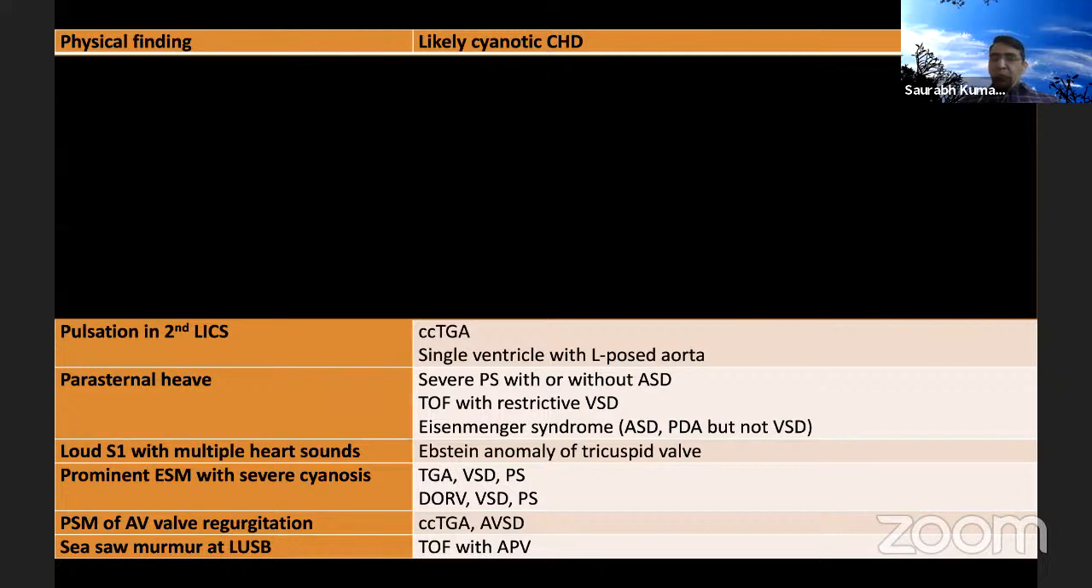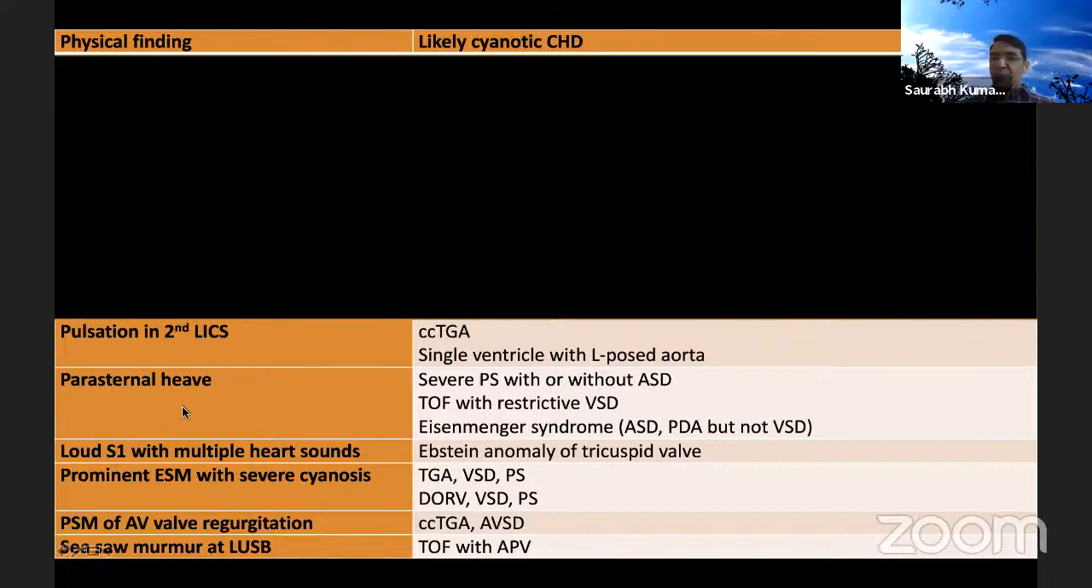Now coming to pulsations in the second left intercostal space, this indicates an L-posed aorta, which is seen in the setting of CCTGA and is also seen in certain conditions with single ventricle physiology. Parasternal heave indicates that there is a significant difference between the pressures on the right ventricular side and the left ventricular side, and there is an intact ventricular septum. So a prominent parasternal heave practically makes a sizable VSD very less likely.